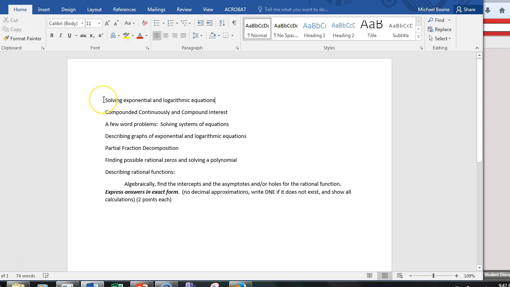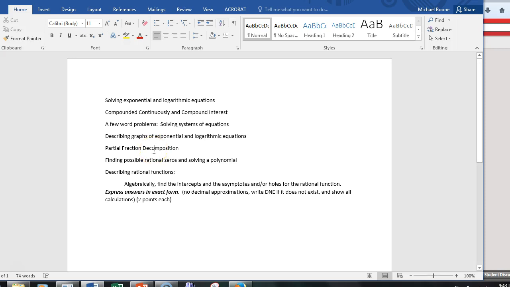So you're going to have a few problems where you're solving exponential and logarithmic equations. So feel comfortable manipulating those type equations. Might see a compounded interest problem in there. Some word problems showing what you know about solving systems of equations, some stuff from Chapter 7. Describing the graphs, we did something like that in a lab. So with the exponential and logarithmic equations, being comfortable with those.